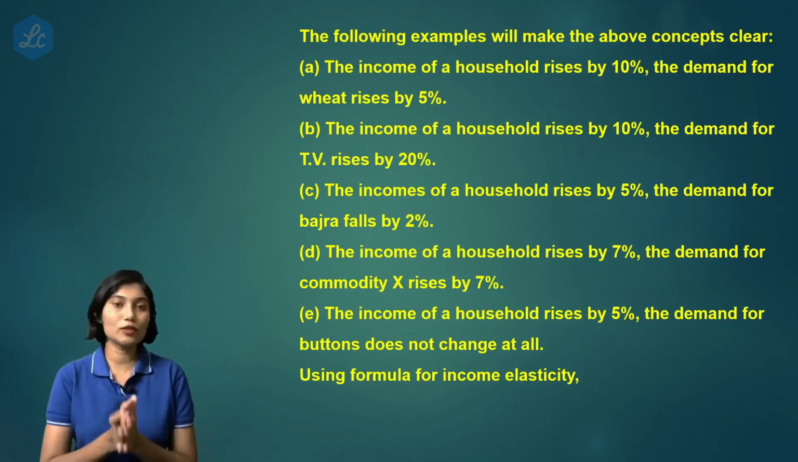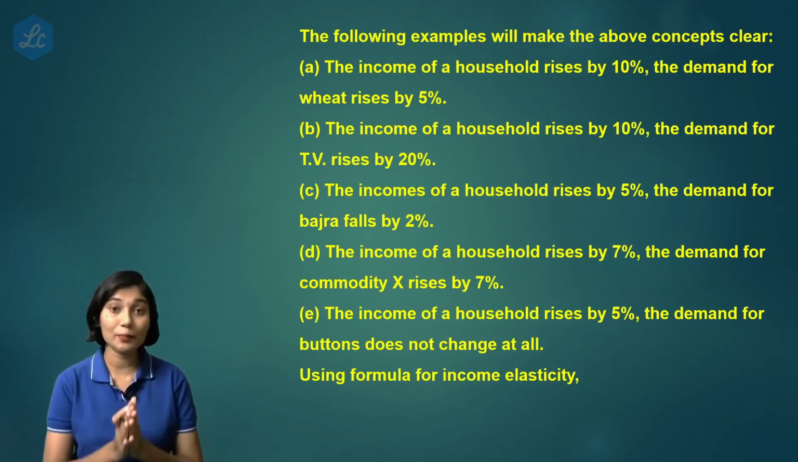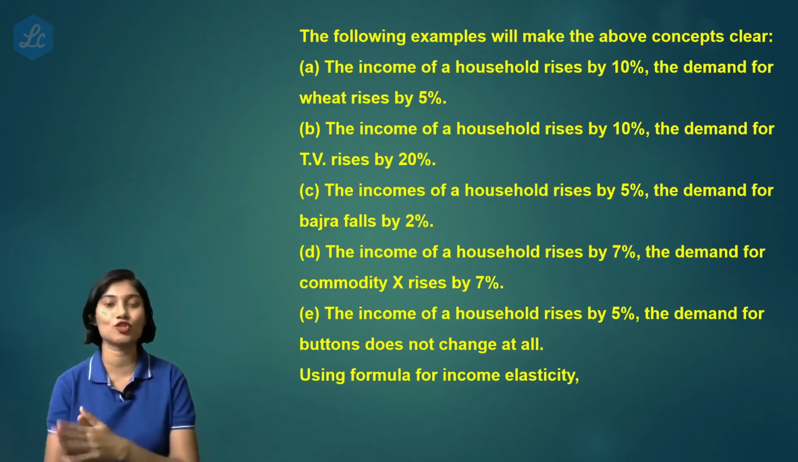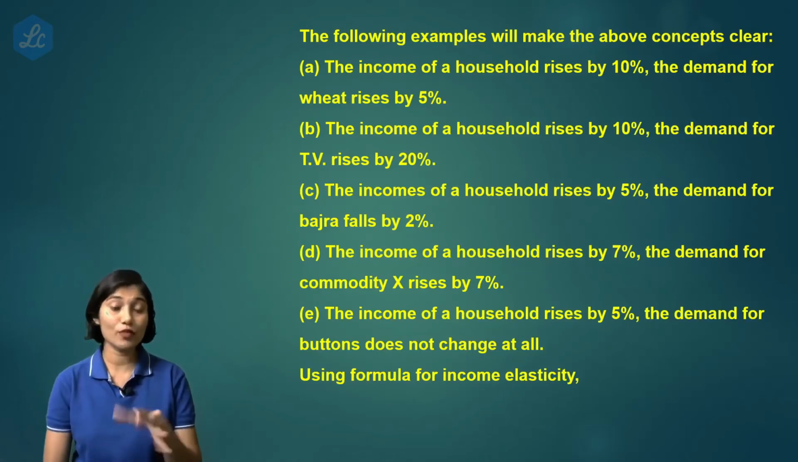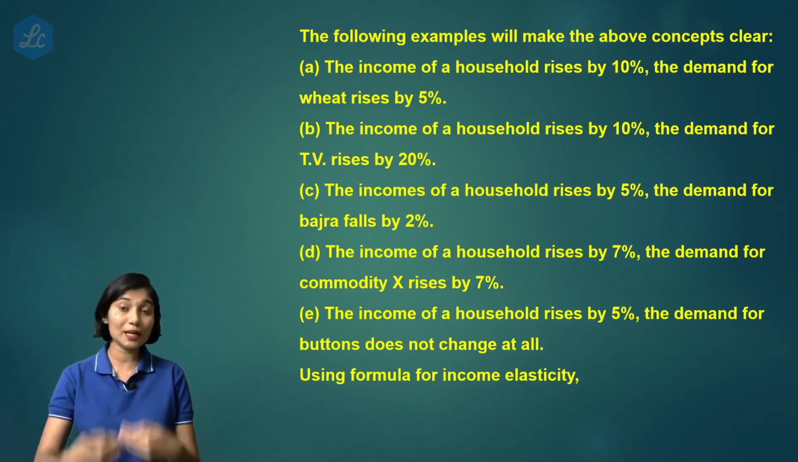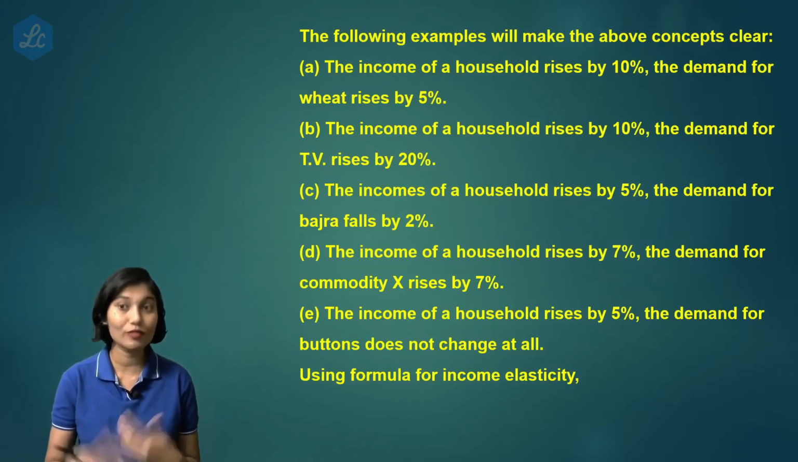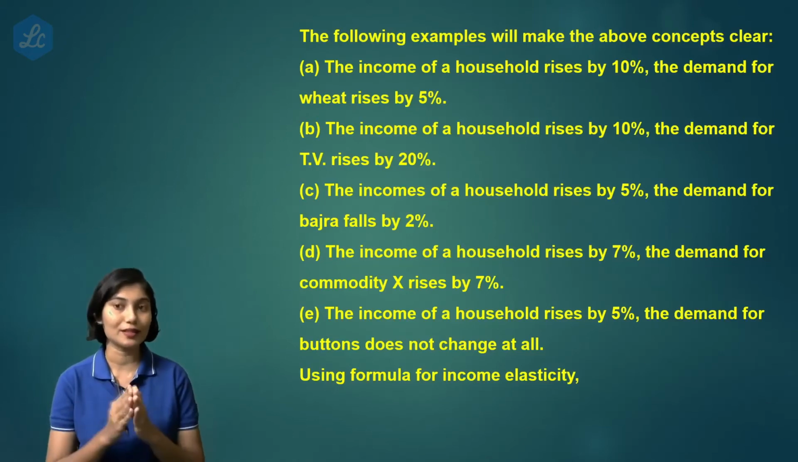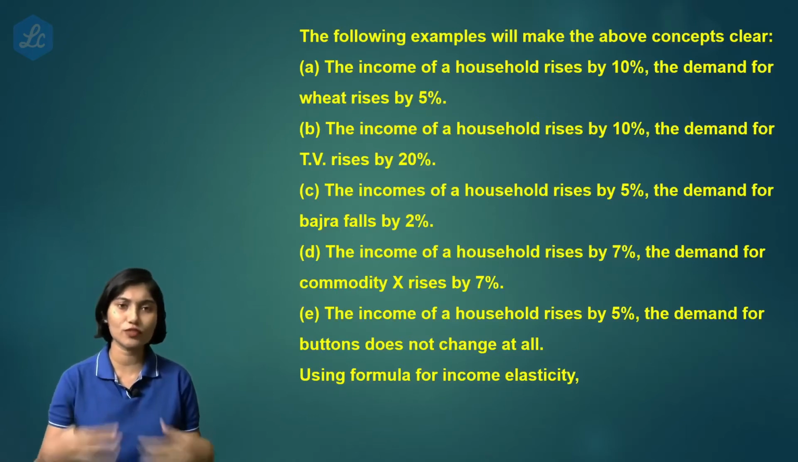Alright, so let us now look at examples for income elasticity. As I said, we are comparing the income and the change in demand. So let us look at the first one now. The income of a household increases by 10%. What does this mean now? When your income increases, you have more money with you, right? You have more money with you. But does that mean your quantity demand is going to change for all types of products?